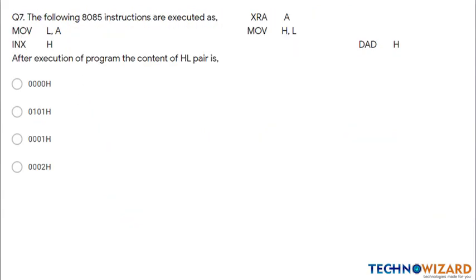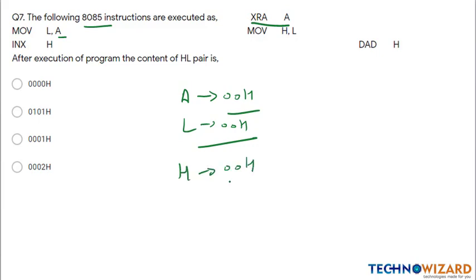Next question. This is a programming question on the 8085 microprocessor. First, they have given XRA A. XRA A means we clear the accumulator, so the accumulator becomes 00H. Moving the data of the accumulator to L, therefore L will be 00H. Now MOV H, L, then H will have 00H. Then INX H, we have to increment HL.